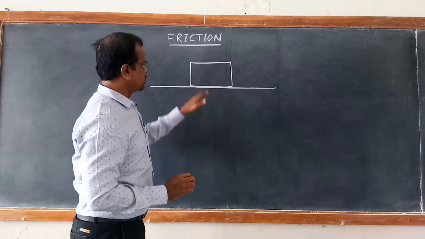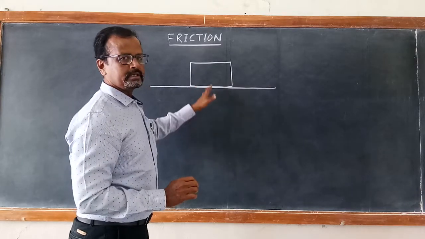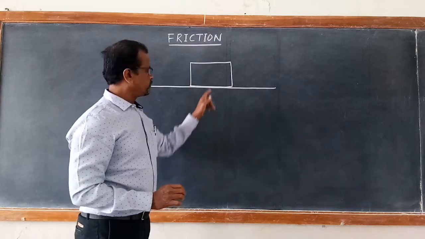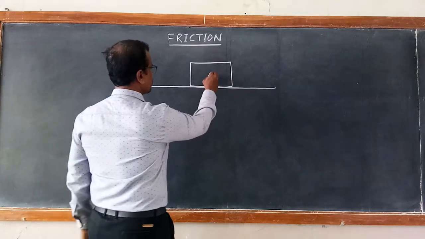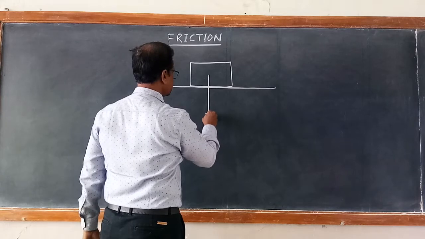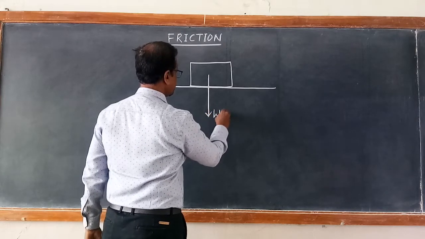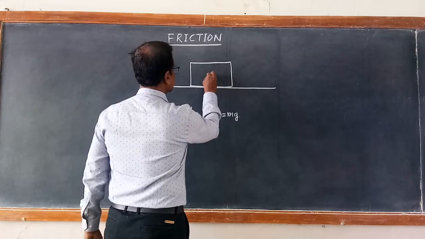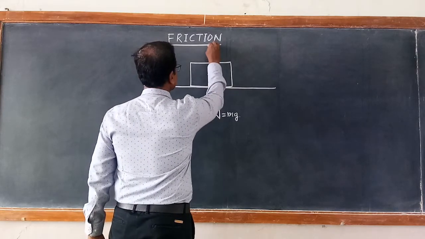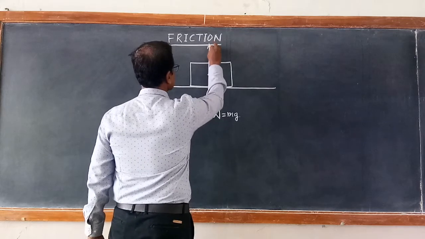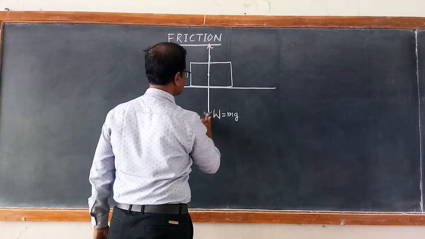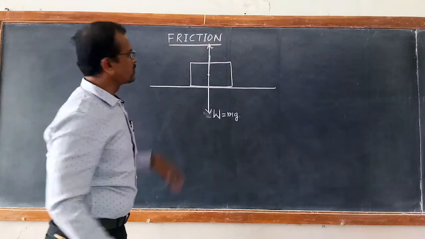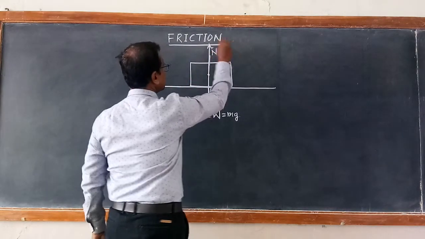It means the weight of this body is balanced by the normal force. The weight of the body, which is equal to m into g, is balanced by the normal force, which is acting vertically upwards. The weight of the body is balanced by the vertical normal force, denoted by N.